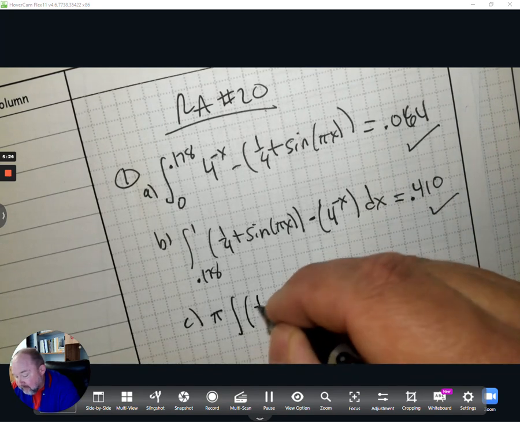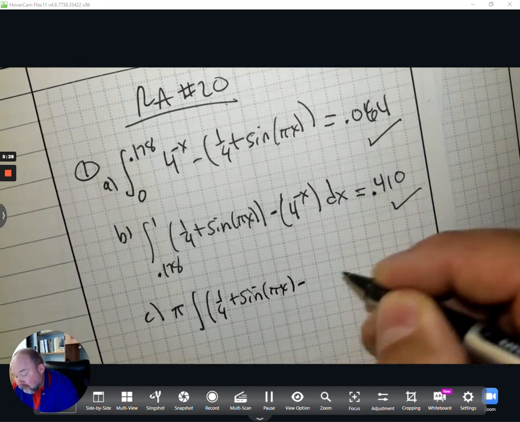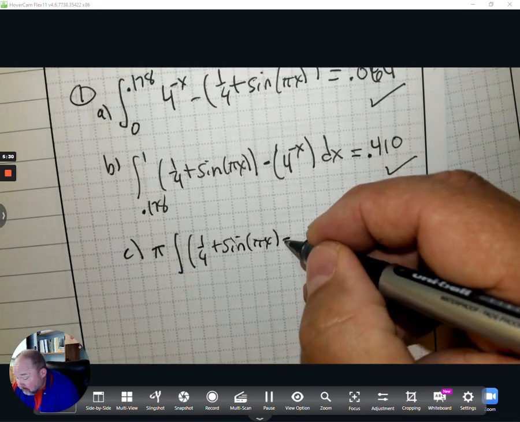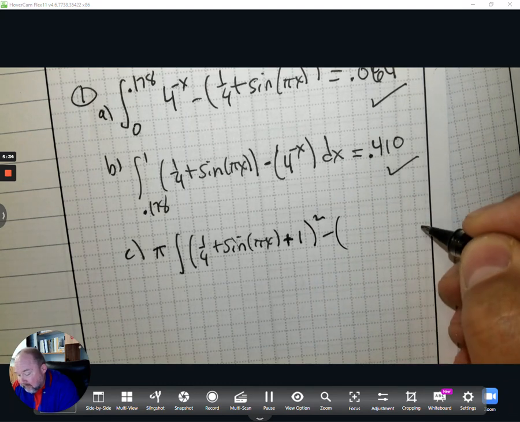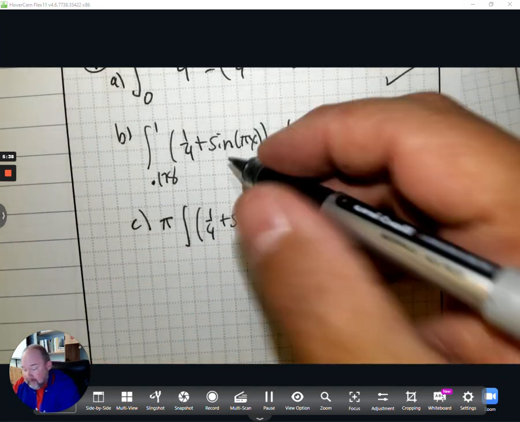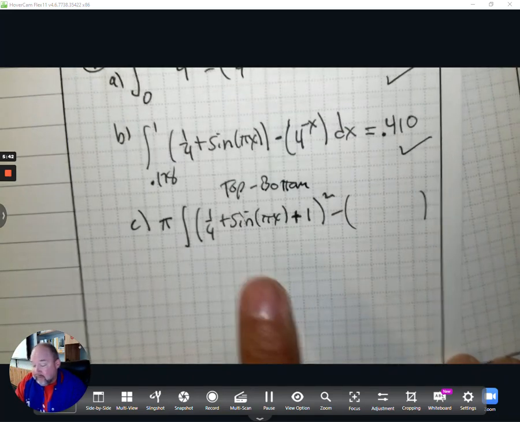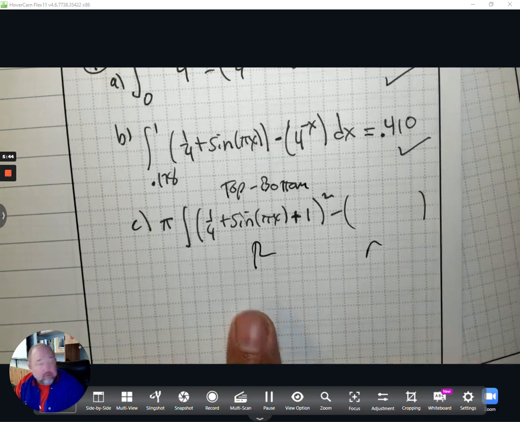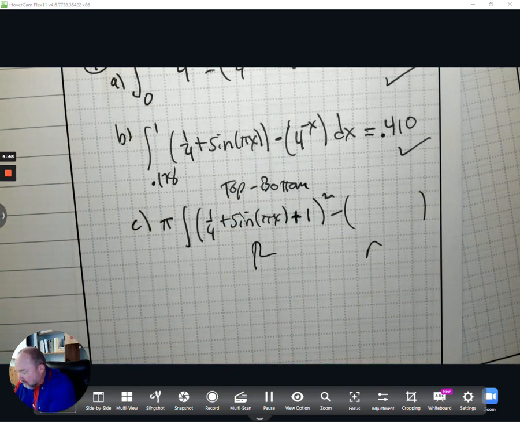So f of x is 1/4 plus sine pi x, and I'm going to subtract negative 1. When you subtract negative 1, you really are just adding 1, and you're squaring it. So pi r squared, again, this is top subtract bottom. That's for the big radius. How about the small radius? Still top subtract bottom. Go back to your graph.